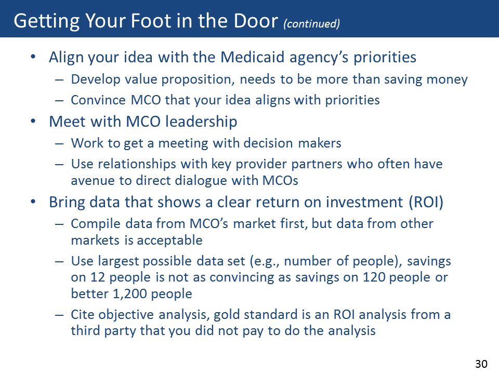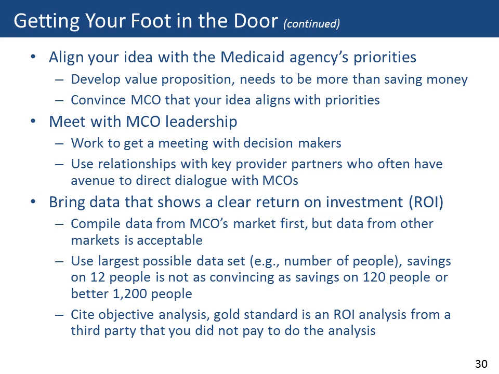And that gets into the last one. Bring data that shows a clear return on investment. Compile data from the MCO's market that you're in first, and then you can do other markets. So if you're in, let's just say Kansas, and you're doing good work, bring data from Kansas. Don't bring data from Florida to Kansas if you can. Also, make sure the data set is as large as possible. Obviously that just makes more sense. It's easier for somebody to look at it and say, hey, we had a return on investment for 5,000 people rather than 5.